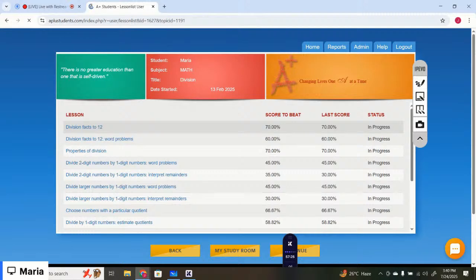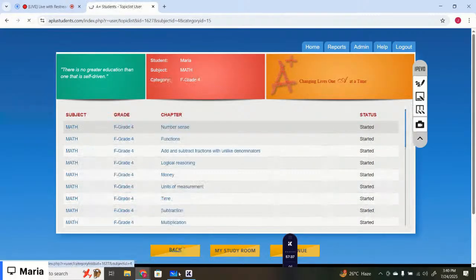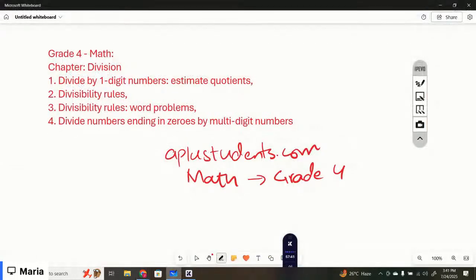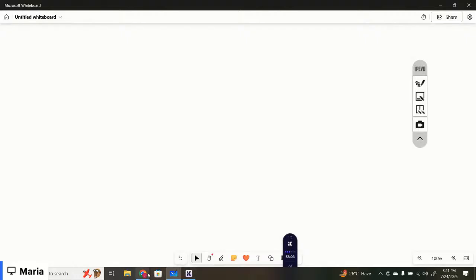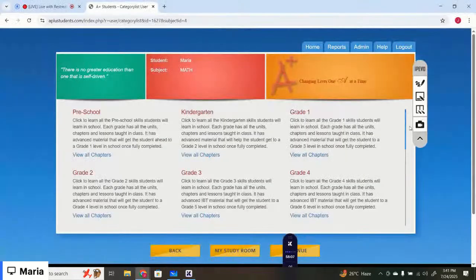So we were working on grade 4 math. The chapter we are working on is division. The lessons we have covered today are divide by one digit numbers, estimate quotients, divisibility rule word problems, and divide numbers ending in zeros by multi-digit numbers. So please make sure before the next session you complete all the practice questions for the lessons we just did. That is your homework for the next session.